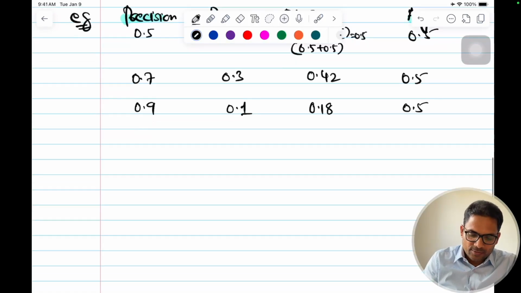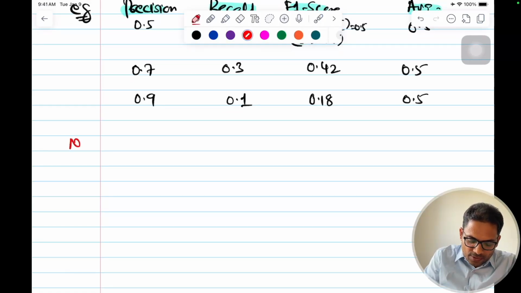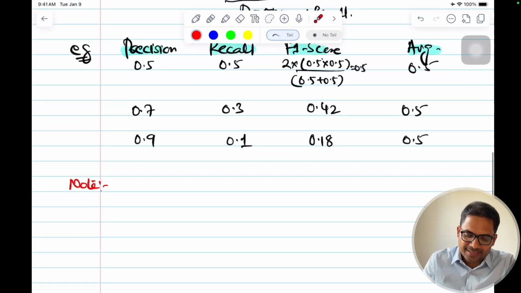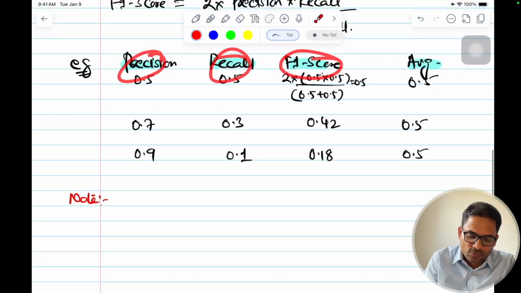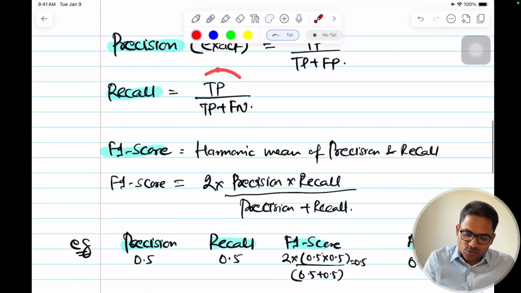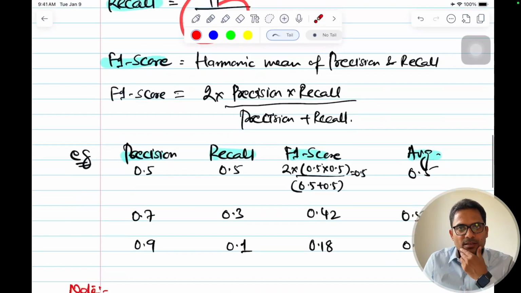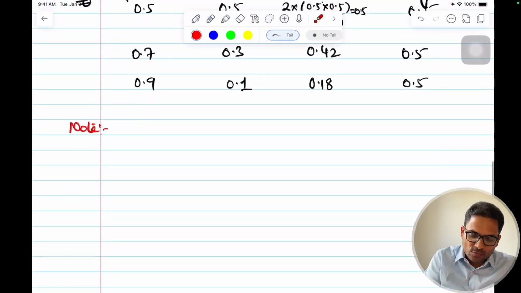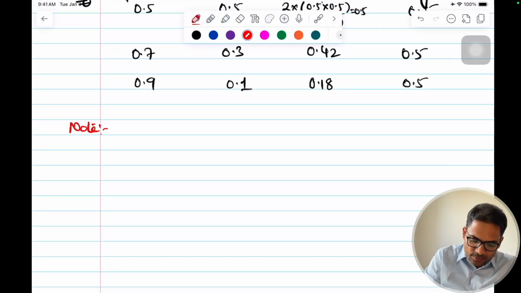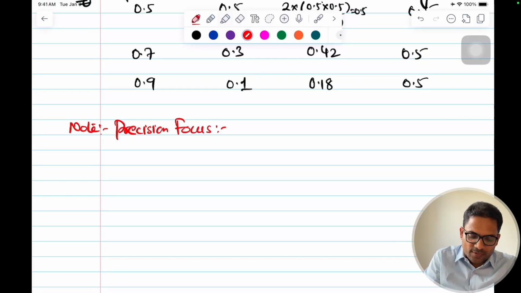Now I'll give you a note on when precision will be important. So there are two metrics, and in the F1 score you have to balance them, right? Which one should I go for? If one goes up, the other will go down, right? So there will always be some trade-off between them. And finally, when should we have a precision focus?